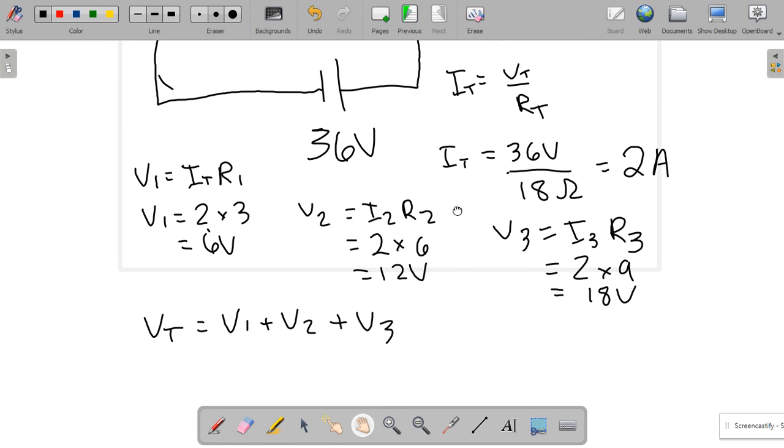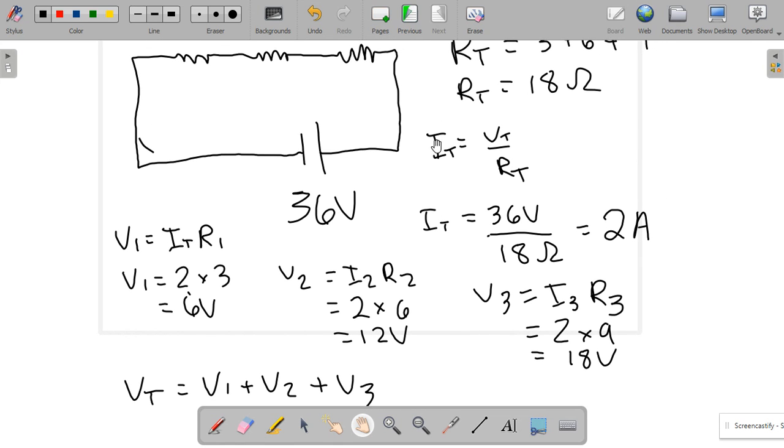So just to summarize what we learned, in a series circuit, we add the voltages. They should add to the total. The current is the same everywhere. Next video, we're going to look at a parallel circuit.